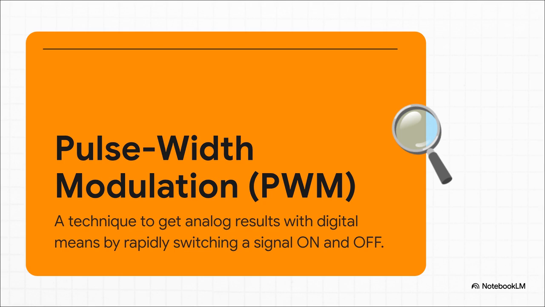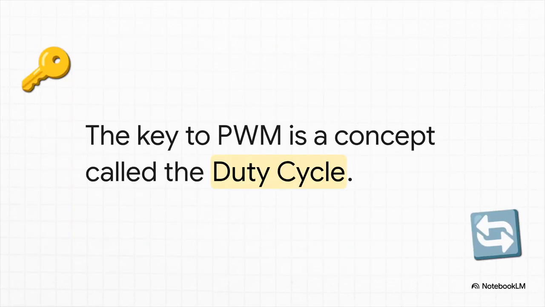Well, PWM works by taking a digital signal and just flicking it on and off at an insanely high speed. Now, we're not changing the power of the signal at all. It's always either fully on or fully off. The magic is in controlling the timing, specifically how long the signal stays on versus how long it stays off in each little pulse. And to really get a grip on this, we need to talk about the most important concept in PWM, something called the duty cycle.